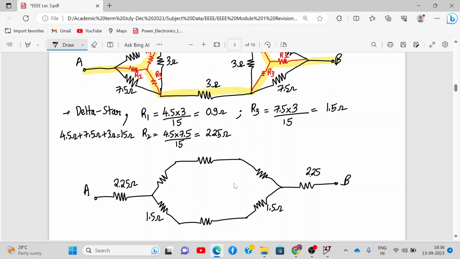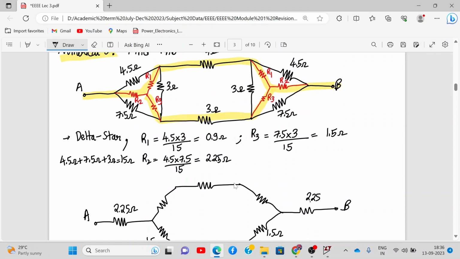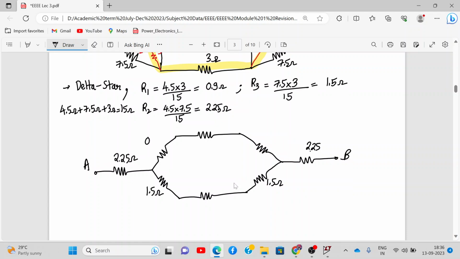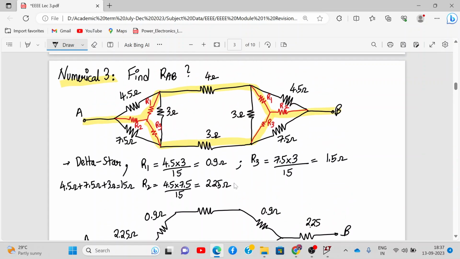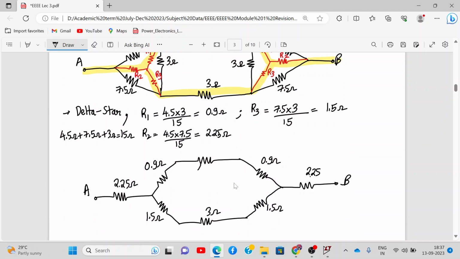Okay, here this is R1. As you can see, this is R1. R1 is 0.9 ohms. This is 0.9 ohms, and this value is 3 ohms. And above this, this resistance value is 4 ohms. So this is 4 ohms. So this is how you create the star from delta.